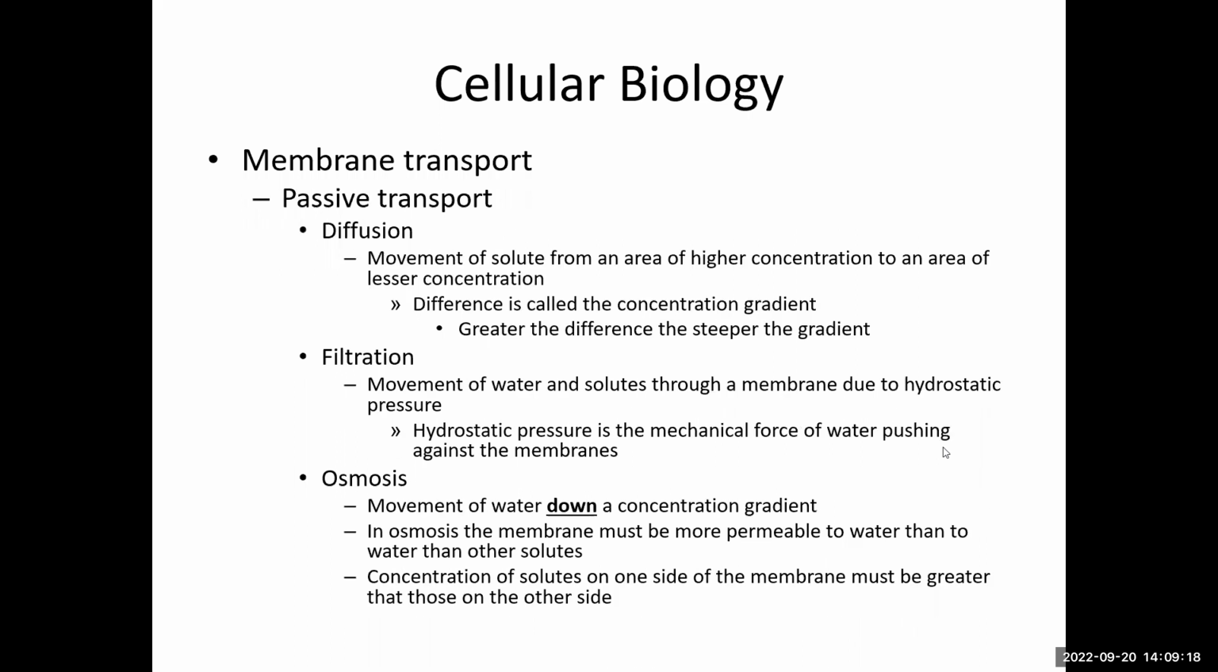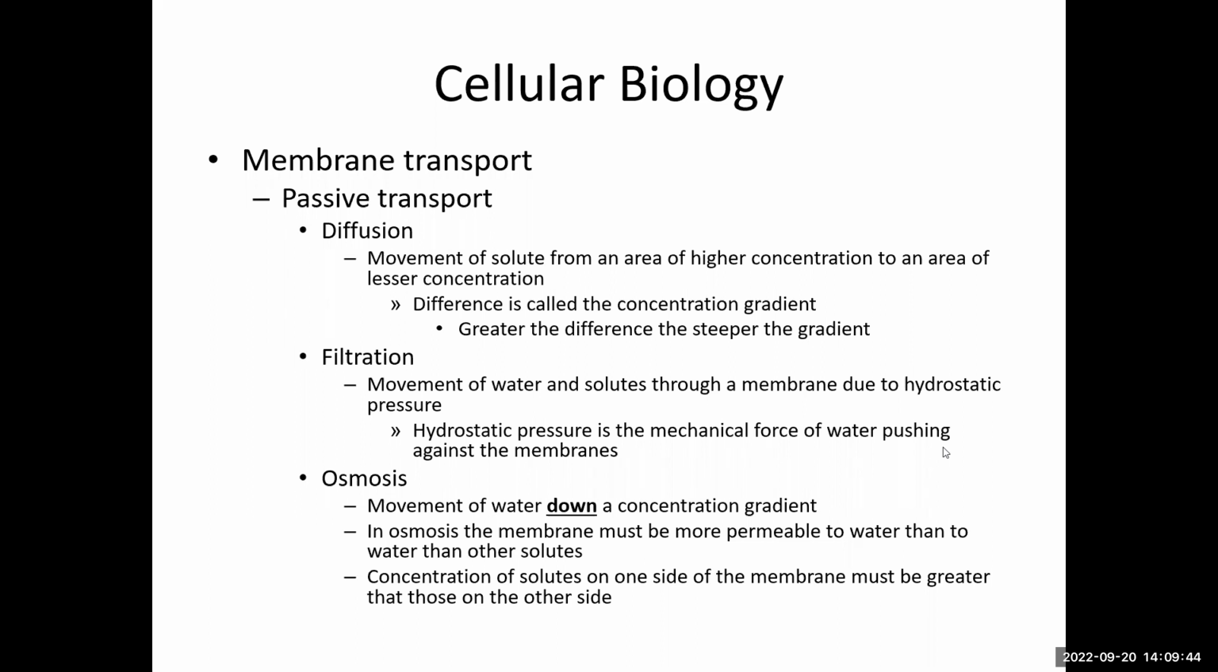So we have a number of different types of passive transport. The first we have is what we call simple diffusion, and this is going to be the movement of a solute from an area of high concentration to an area of low concentration. This concentration gradient is going to allow for this molecule to move across the membrane, and the steeper the gradient, the faster that molecule is going to move.